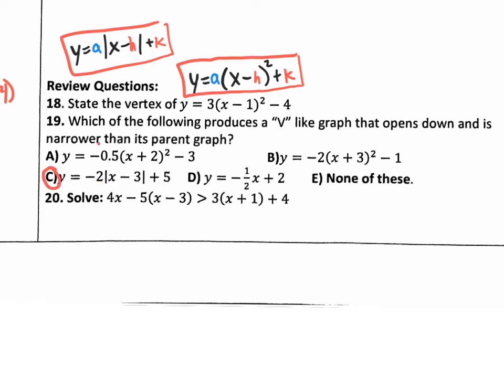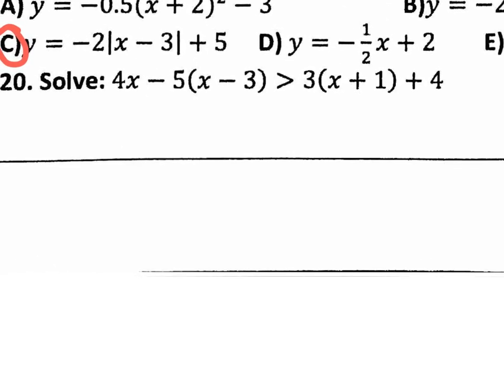Now, if I would have thrown in the word wider instead of narrower, then it would be none of these, right? Because the parent graph is the A value of 1, and in order for it to be wider, I would need a value closer to 0. This one's wider, but it's not a V. It's a parabola, right? Anyway, number 20, this is just a basic, do you know how to solve, right?